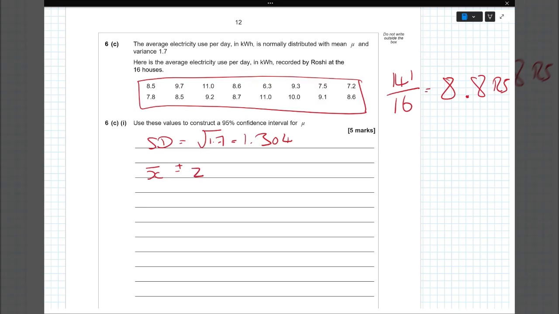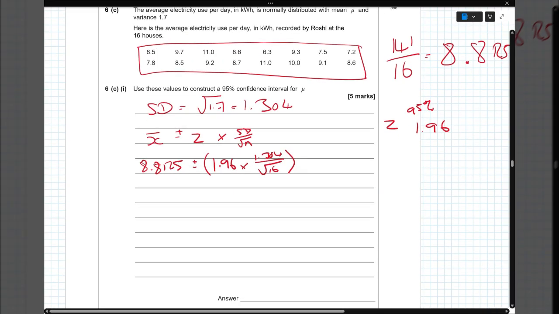Now, to work this out, we need to have the mean plus or minus our standard error, which is z, times by the standard deviation divided by the square root of n. So our mean is 8.8125. Our z value for our 95% confidence interval level is 1.96. So we are going to plus or minus the 1.96 multiplied by 1.304 over the square root of 16, which is actually the square root of 4. Okay, put those into your calculators.